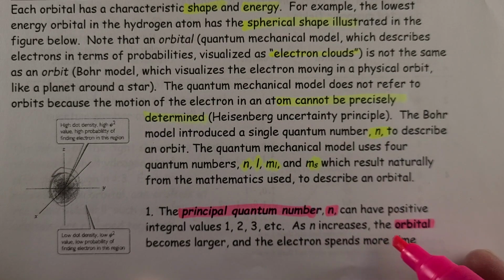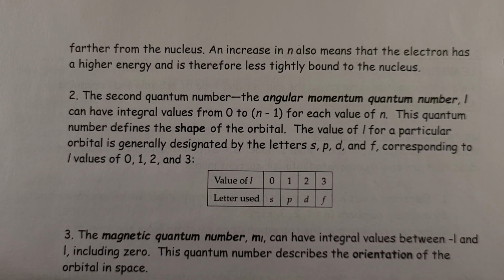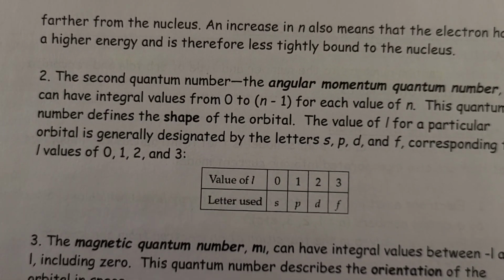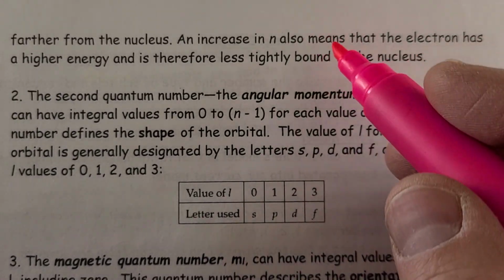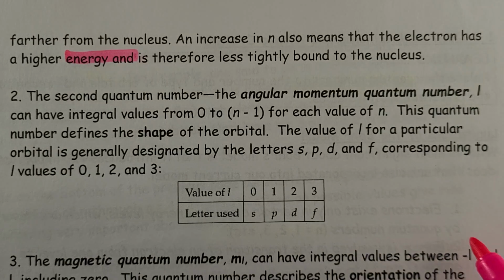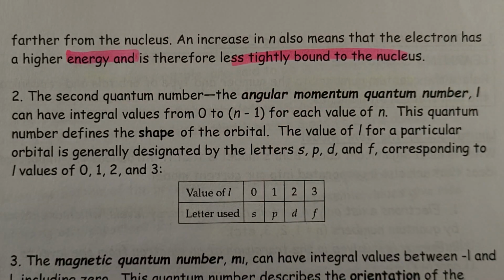So the electron spends more time in that larger region. So yes, it spends time further away from the nucleus. As n increases, n also means the electron has higher energy. If it's farther away from the nucleus, of course, it's less tightly bound, and there's a larger chance that it can be removed. Okay, so n is the main energy level.